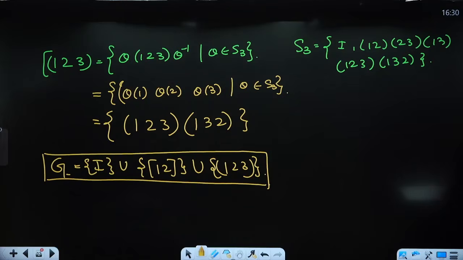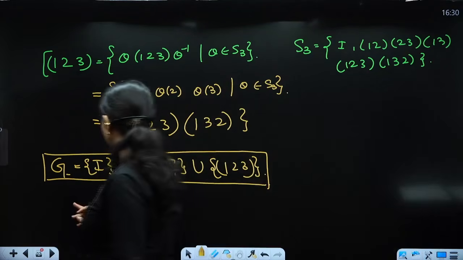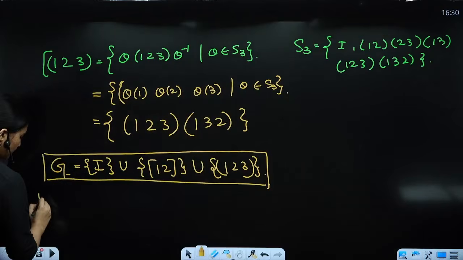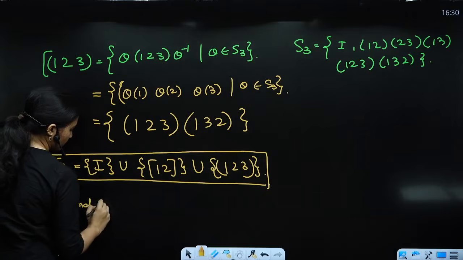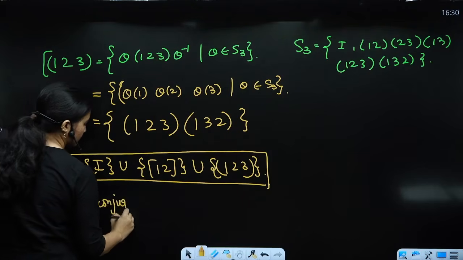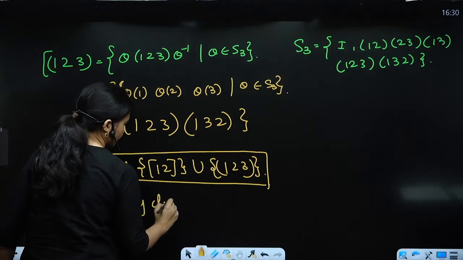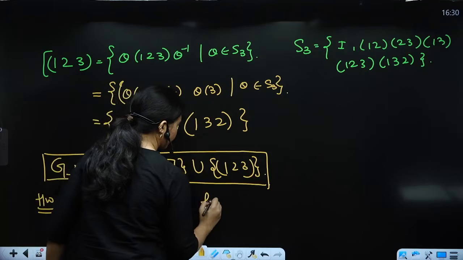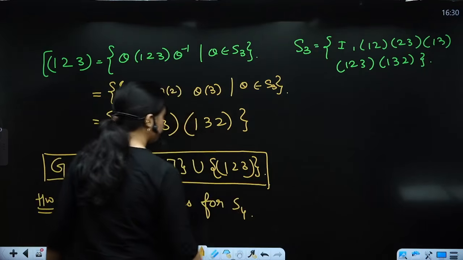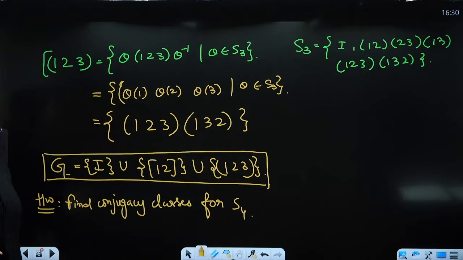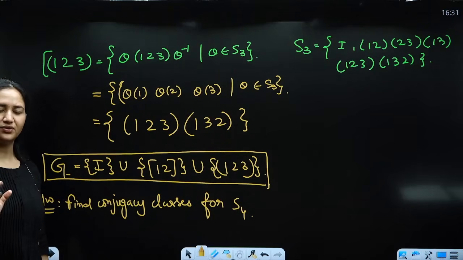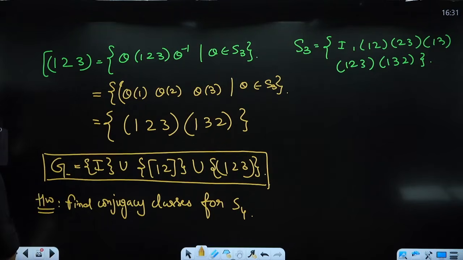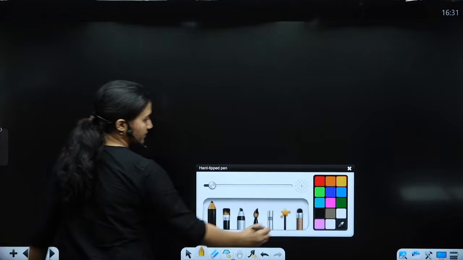Also, for homework you do one thing. Homework: find conjugacy classes for S4. ठीक है, S4 के लिए only 24 elements, not a very tedious task, हो जाएगा आराम से, but it is going to give you clarity, right? चलो, now let's write some properties.